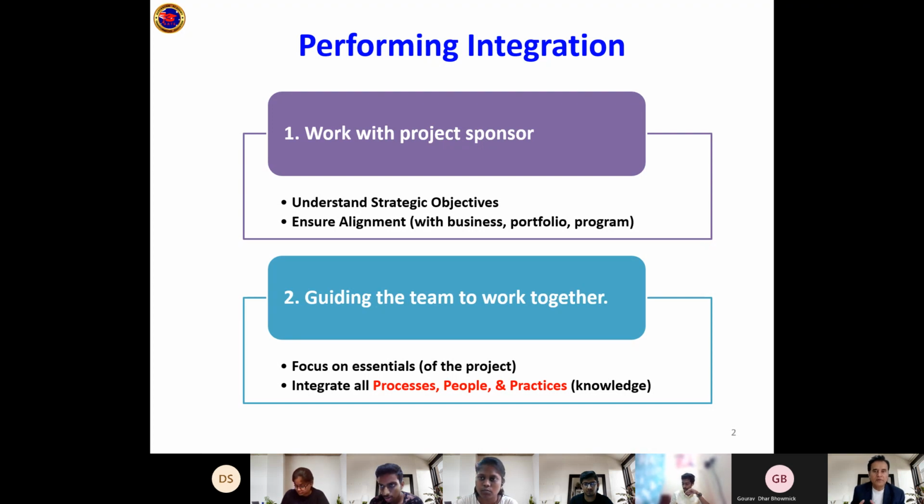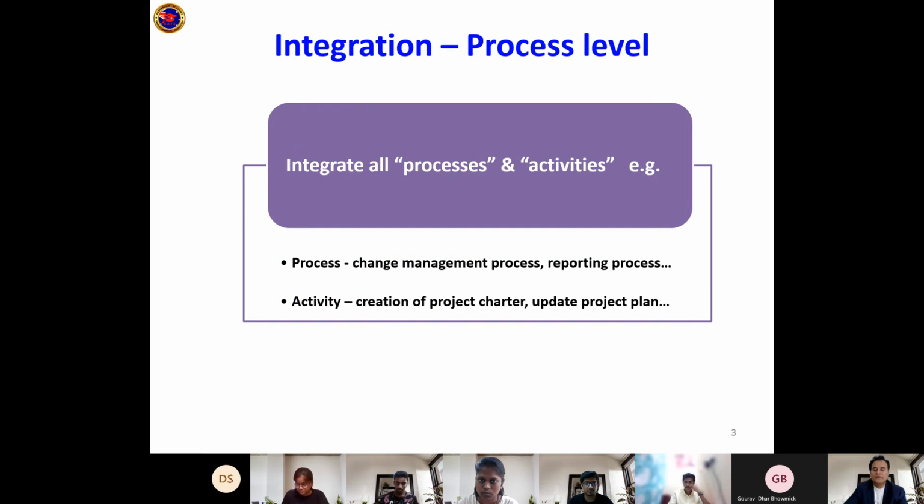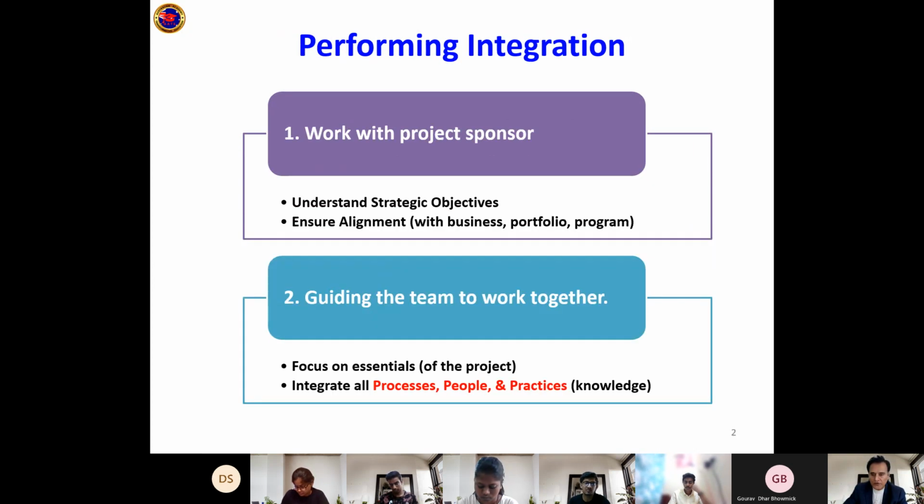So that body of knowledge you will be applying through your team and all the processes which is in the body of knowledge. If you understand this is your role, you're very, very clear what is your expected role as a project manager. Clear, everyone? Okay.